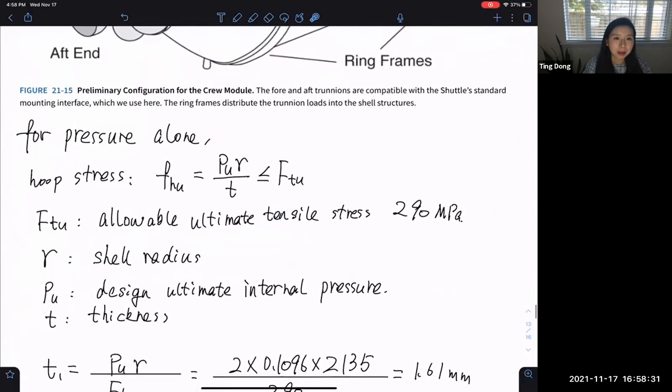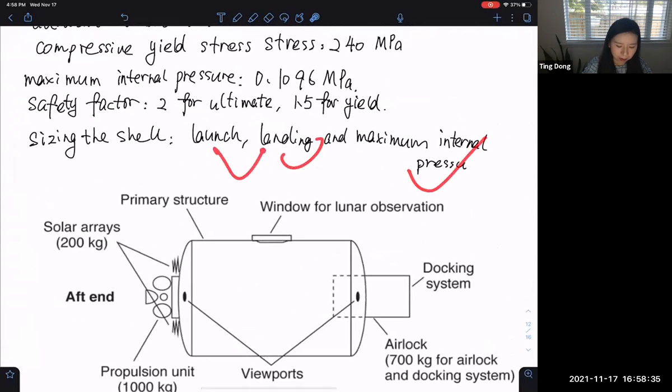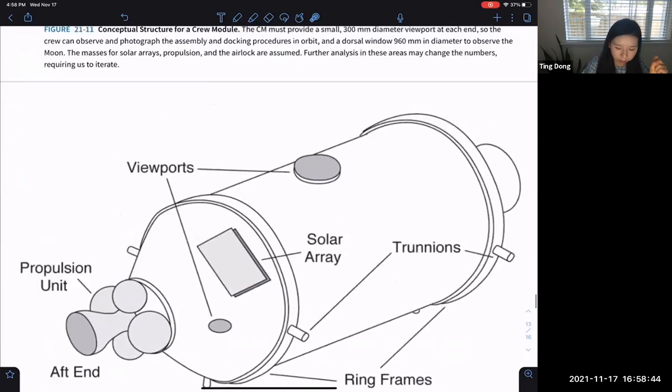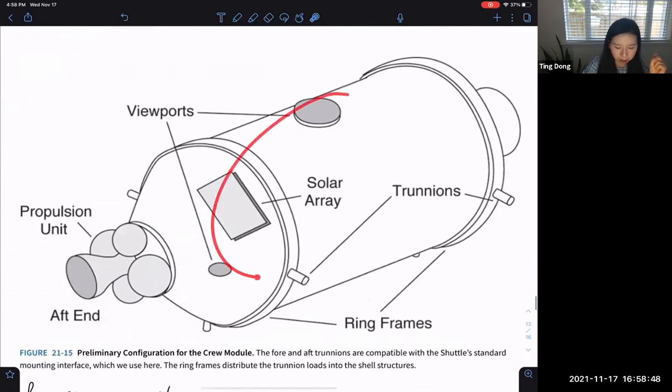Now, let's say for these three situations, maximum internal pressure, landing, and launch, we start from the maximum internal pressure. Basically, this means that in space, we have this much internal pressure inside this thin wall pressure vessel, and we want to find the optimal thickness to make sure that the structure will not fail.